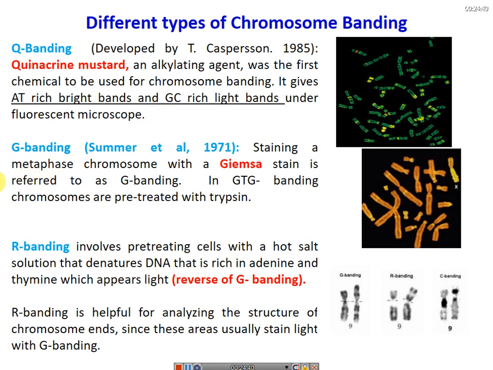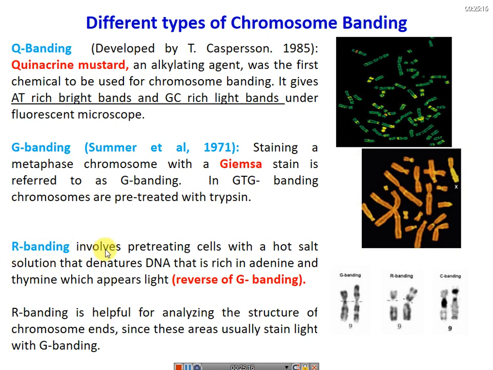In case of G banding, the chromosomes are always stained with Giemsa stain. In all banding staining, we always use metaphase chromosomes. We arrest the cells in metaphase and then we isolate the chromosomes to stain. In Giemsa banding, these chromosomes are pre-treated with trypsin to partially hydrolyze the associated proteins, and then we do the staining.